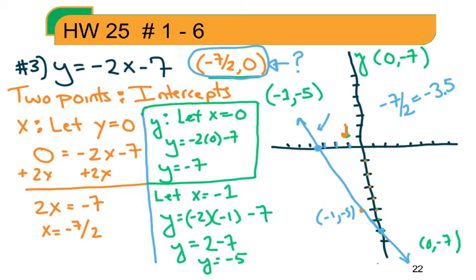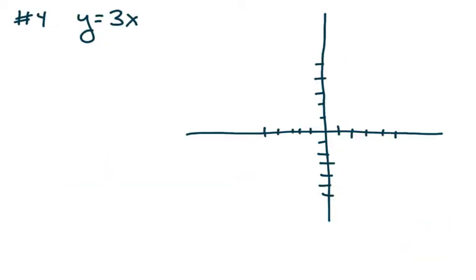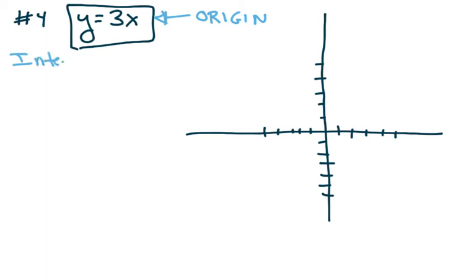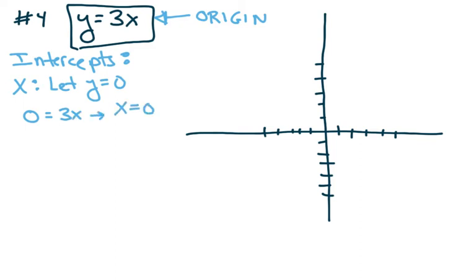All right, let's keep going. We need to graph this function. And maybe you don't instantly recall that this is a line that goes through the origin. If we find the intercepts, what's going to happen? It's not going to work out so well. Let's find the x-intercept. Let y equal 0. Then 0 equals 3x, which tells me x equals 0. So I get 0, 0 for my x-intercept.